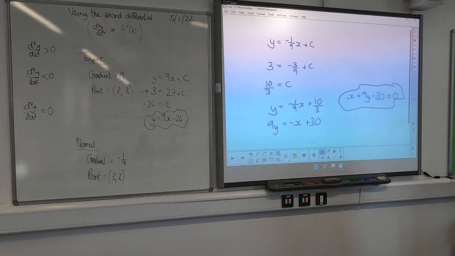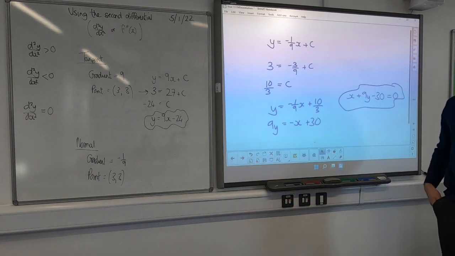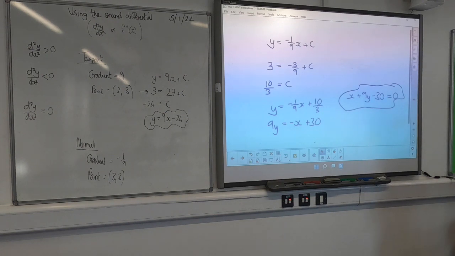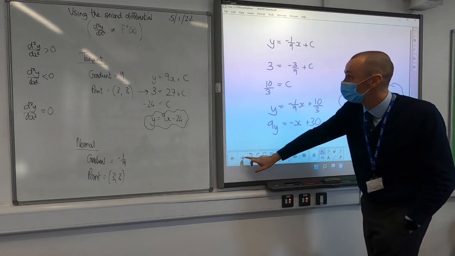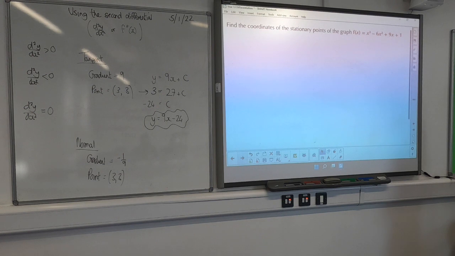So what are we going to do as part of this year 2 pure? Well, I want us to talk about the second differential, which is either called d2y by dx squared or f double dash of x. We've come across this before, and we came across it in questions like this one, where we have to find the turning points or the stationary points.